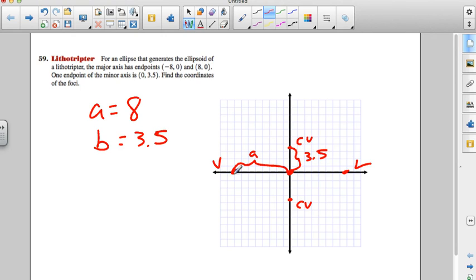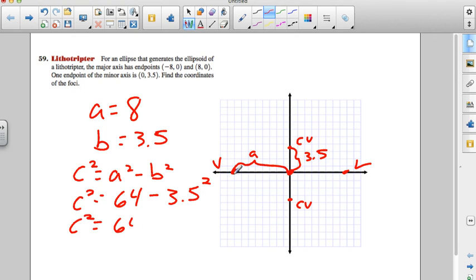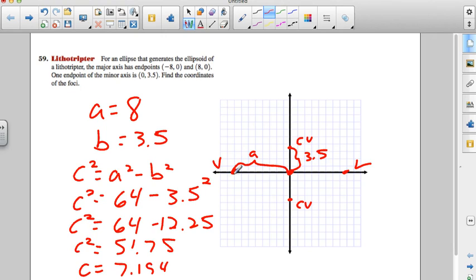So what they want us to do is figure out from that information what C is, and of course with the ellipses we're going to use C squared equals A squared minus B squared. So C squared equals 8 squared, which is 64, minus 3.5 squared. Well, 3.5 squared is 12.25. So C squared will equal 51.75. And if we take the square root of that, we will get 7.194, and so on. All right, so what does that mean?